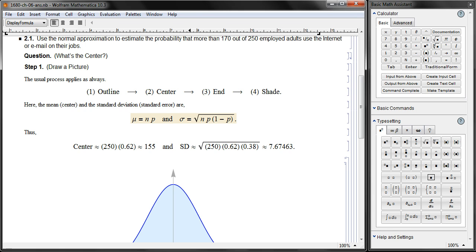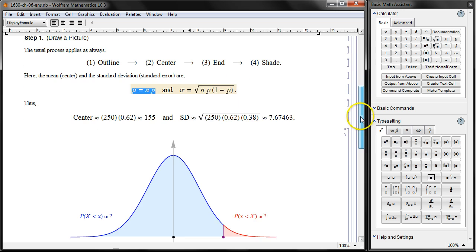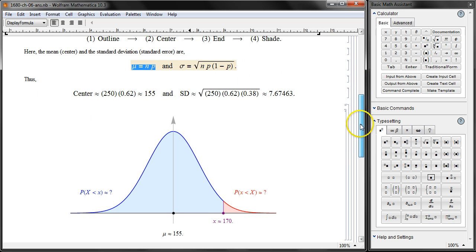Mu is NP, sigma is the square root of NP(1 minus P). Mu equals NP. Does it make sense? To me it does. P is the probability, 62%, and N is the total number. So what do we get? 62% of 250 people. That turns out to be 155.